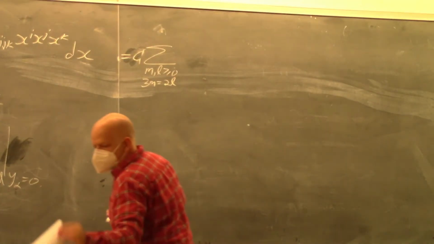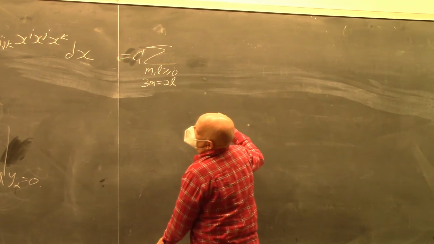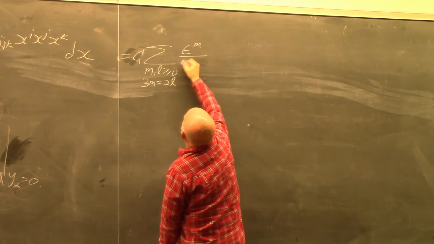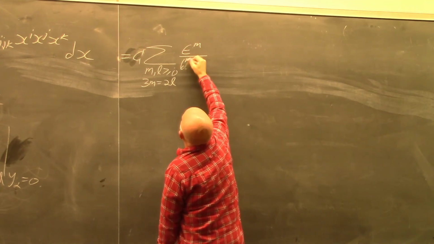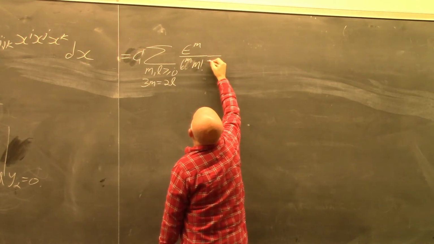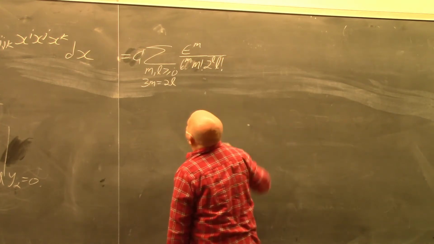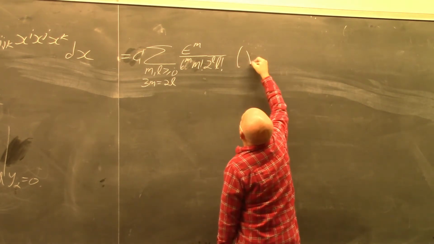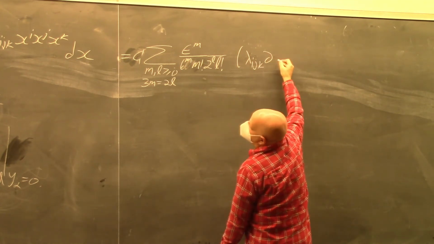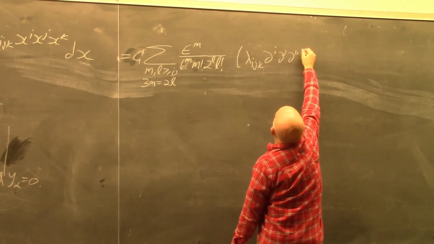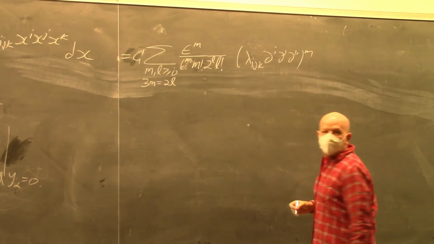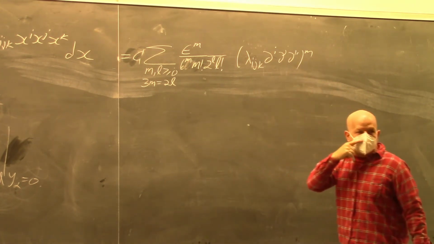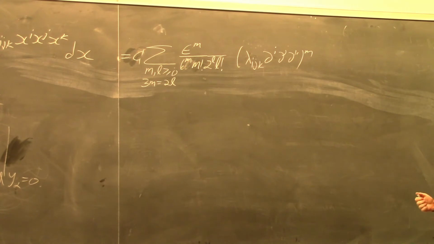Maybe it's better if I stop copying from my formulas and just think. So it will be epsilon to the m divided by 6 to the m, m factorial, 2 to the l, l factorial, and then lambda_ijk d_i d_j d_k to the power m, and I'm writing it in a sloppy way, because I intend to immediately erase it.